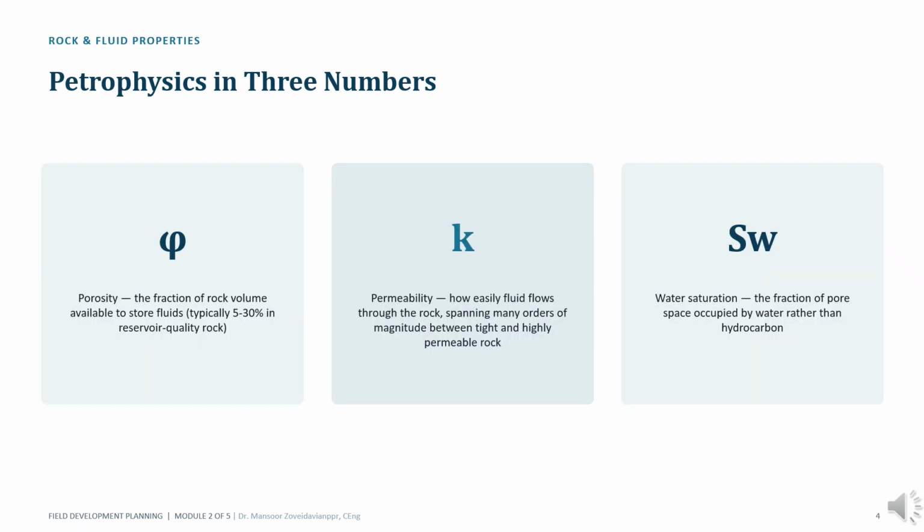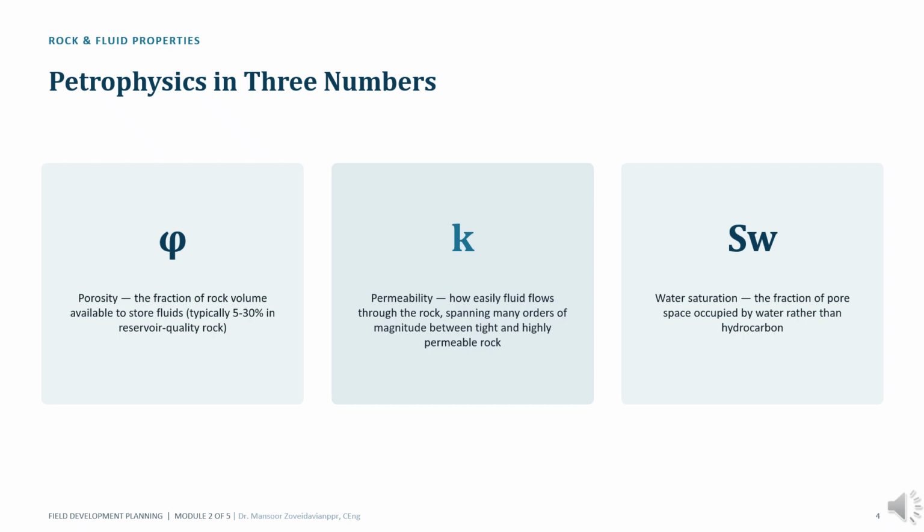Petrophysics can be simplified into three key properties that appear throughout field development planning. The first is porosity, represented by phi. Porosity measures how much space exists within the rock to store fluids. A rock with higher porosity can generally hold more hydrocarbons.